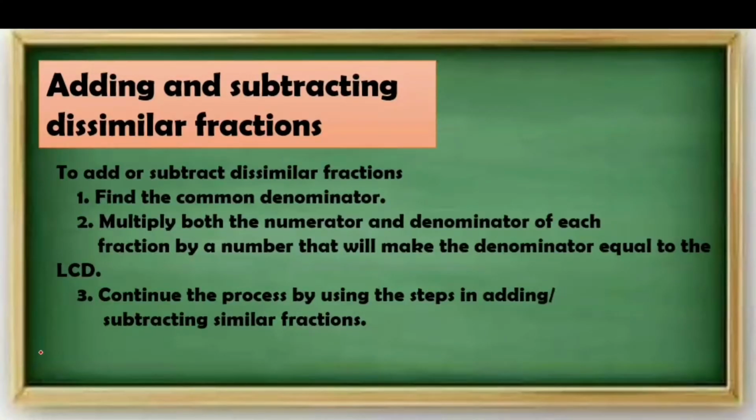Next, adding and subtracting the dissimilar fractions. Again, there are steps to follow in adding and subtracting the dissimilar fractions. So first, find the common denominator. Second, multiply both the numerator and denominator of each fraction by a number that will make the denominator equal to the LCD. And continue the process by using the steps in adding and subtracting similar fractions. So, ituturo ko sa iyo ang mga examples on how to add and subtract these dissimilar fractions.